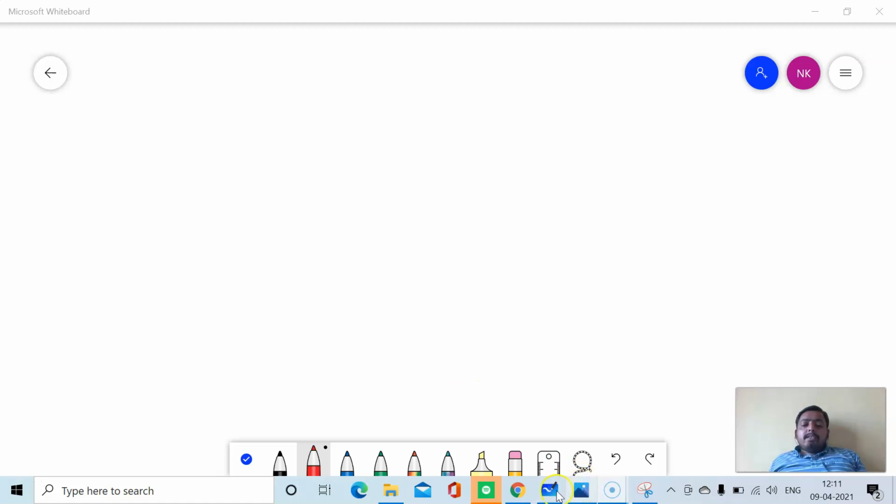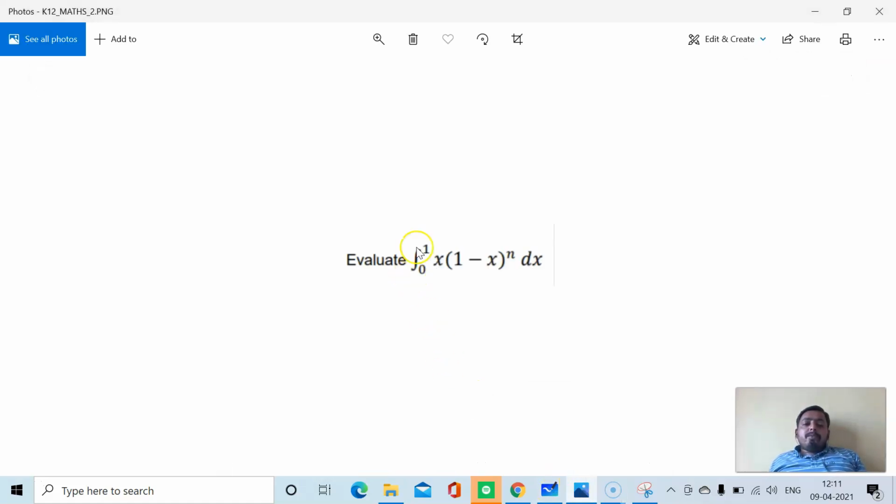The question says, evaluate integration from 0 to 1 x into bracket 1 minus x to the power n dx. So this is the whole question. Because there is 1 minus x raised to the power n, we have to use the substitution method. Just like we substitute x as sine square theta or x as cos square theta, like this, we have to use substitution method for solving this problem.